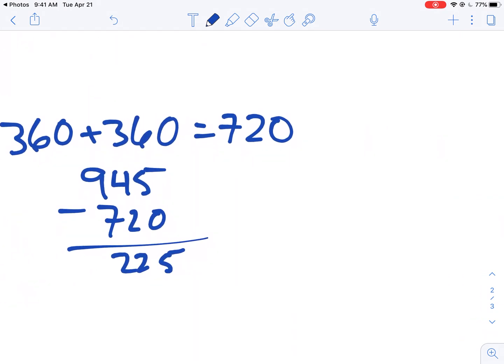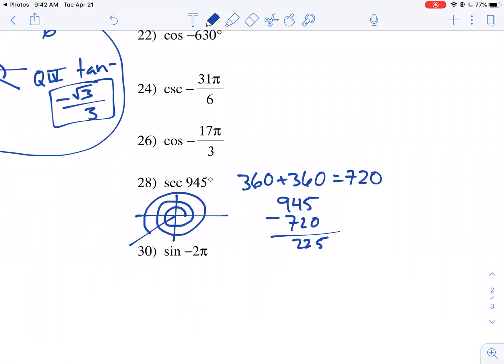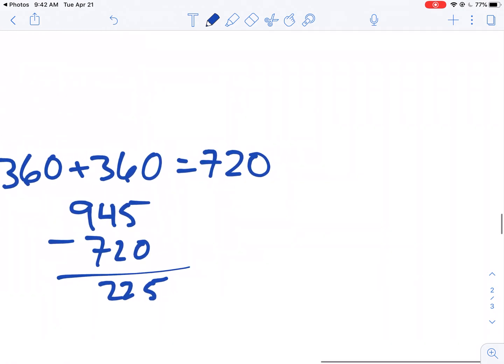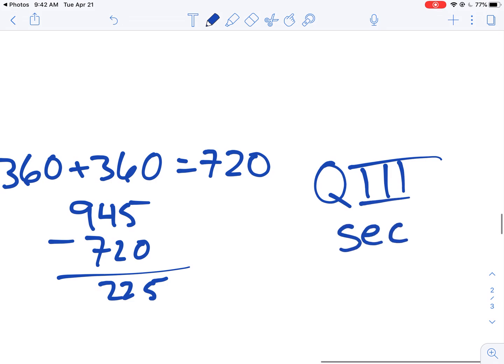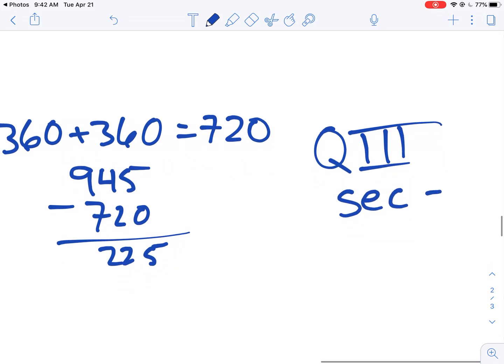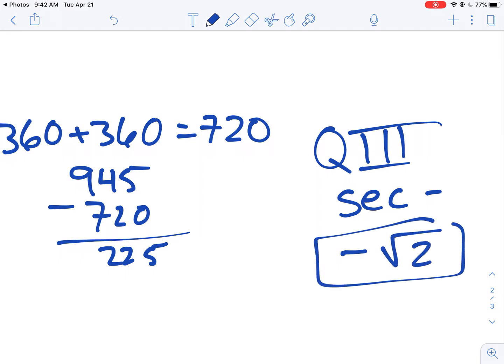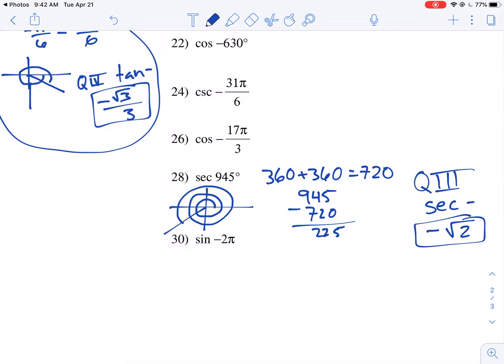Since it's 5 pi over 4, this is a pi over 4 style of a unit circle angle. It's 45 degrees from that x-axis. I'm looking at my secant in quadrant 3. Secant is negative. So that means that I'm looking at a negative secant value for pi over 4s, and your secant values for pi over 4s is negative root 2. So that's how I'm going to go about doing these.